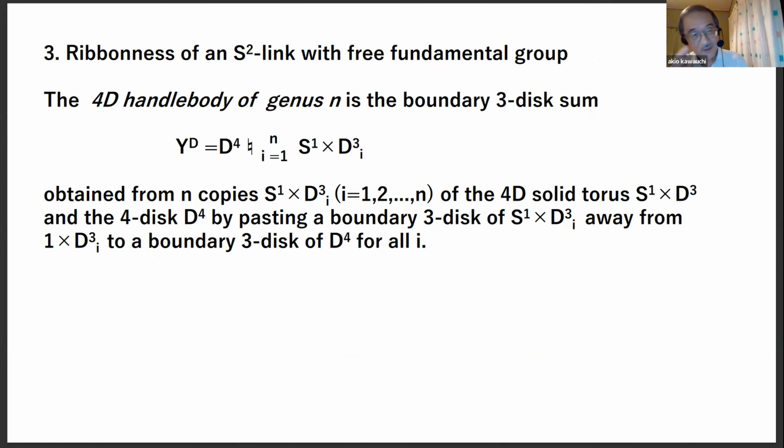So next, ribbonness of an S2 link with a free fundamental group. The handlebody of genus n is the boundary 3-disk sum of D4, a four-ball, and n copies of the 4-dimensional solid torus S1 cross D3 I, by pasting along a boundary 3-disk of S1 cross D3 I, away from the 1 cross D3 I, to a boundary 3-disk of D4 for all I.